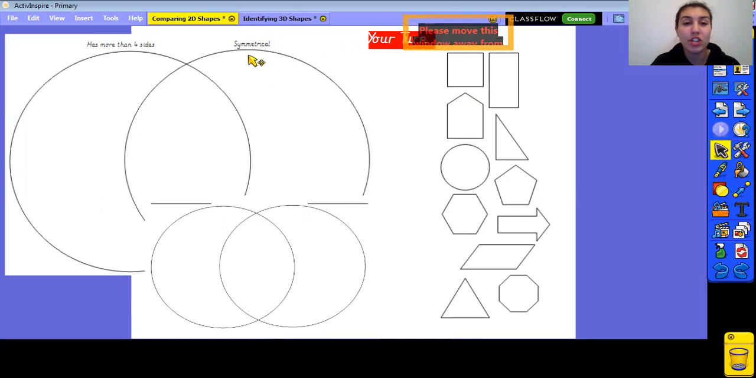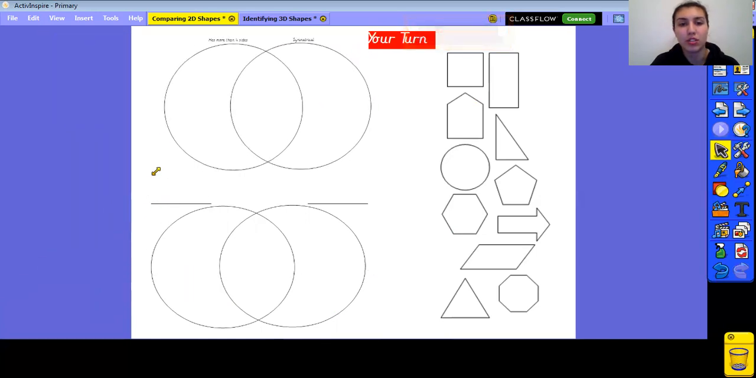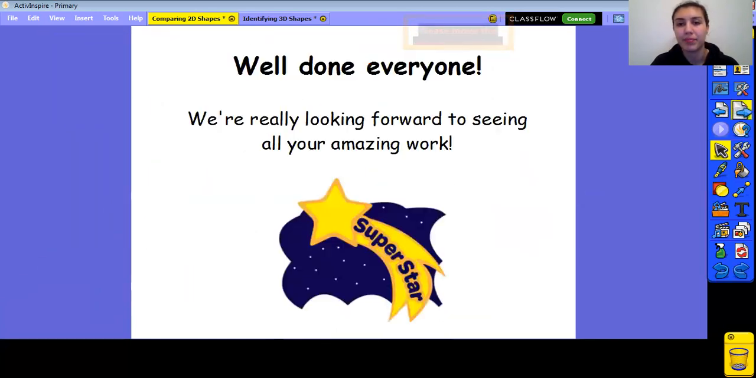Then it can't go in this circle. Remember, if you have a shape that doesn't fit into any of those categories, it goes outside of the circles altogether because it doesn't belong in either.